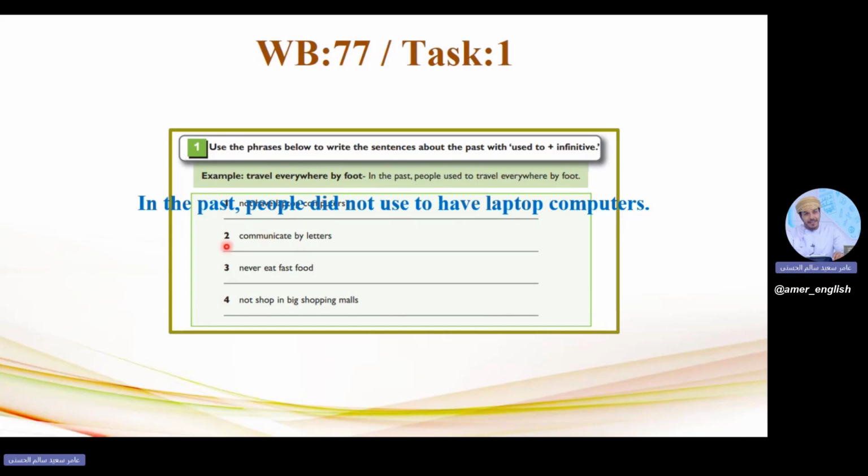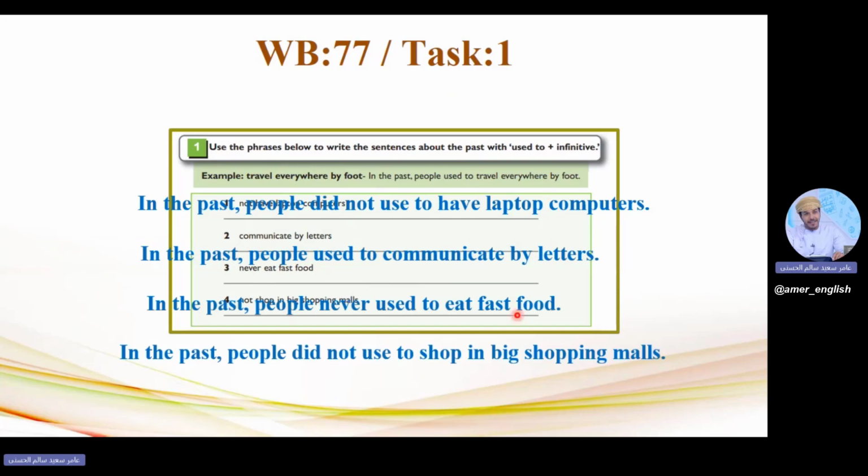Let's have a look at number 2. You can pause the video to answer it yourself. Okay, you can start with in the past, people communicate by letters. In the past, people used to communicate by letters. Excellent. So in the past, people used to communicate by letters. Stop the video now and do the rest of them. Number 3 and number 4. I'm sure you can do it. You can check the answers, please. I'm sorry because they are not on the correct place, but you can move this up.